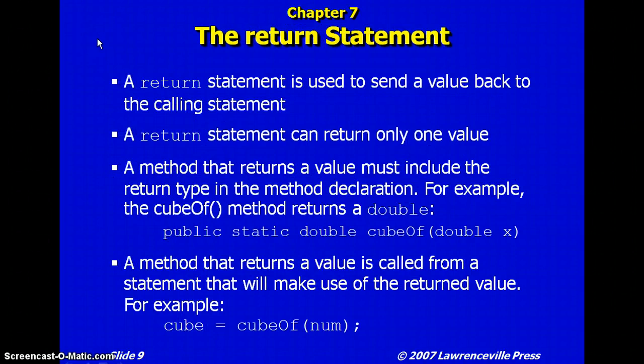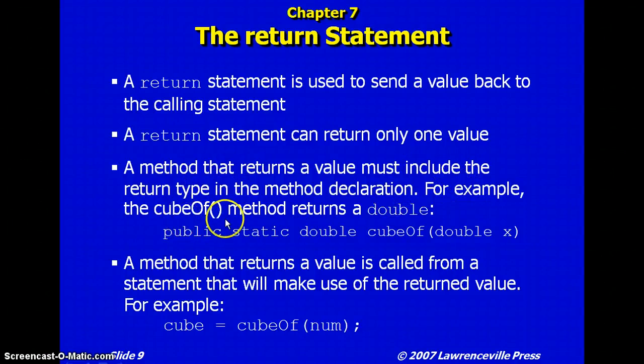The return statement. Not every method returns something. A return statement is used to send a value back to the calling statement. It can only return one value. So while we can pass multiple values down to the method, a method can only return one value back up to the main method. So a method that returns a value must include the return type in the declaration.